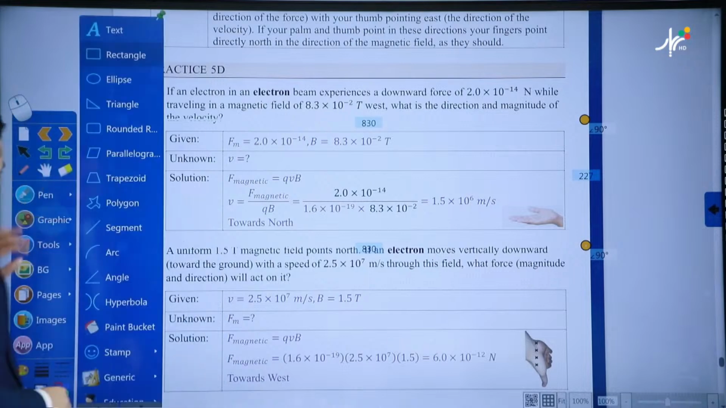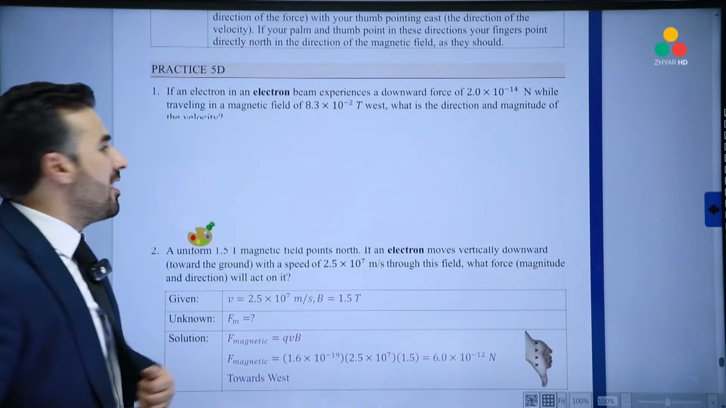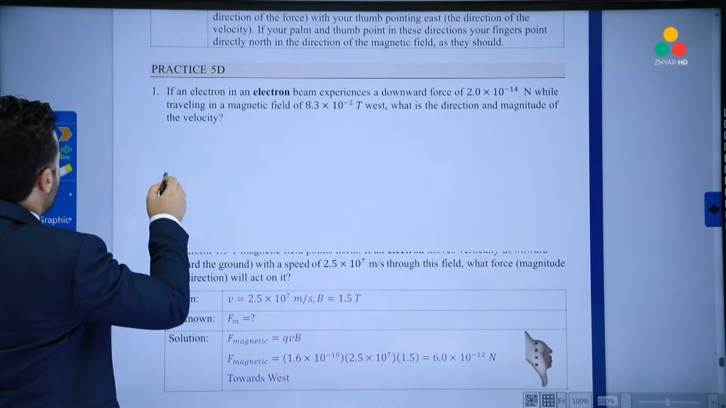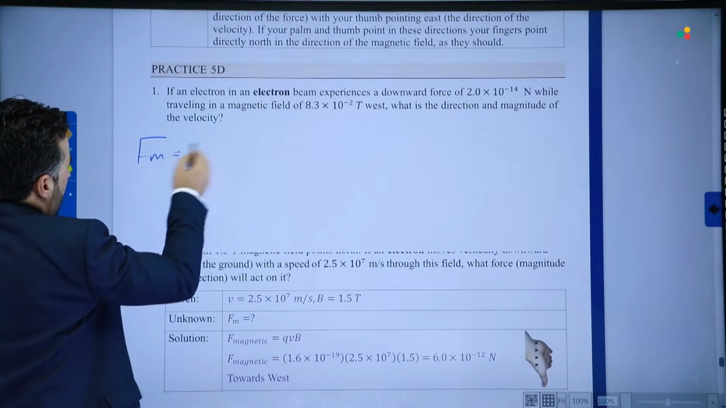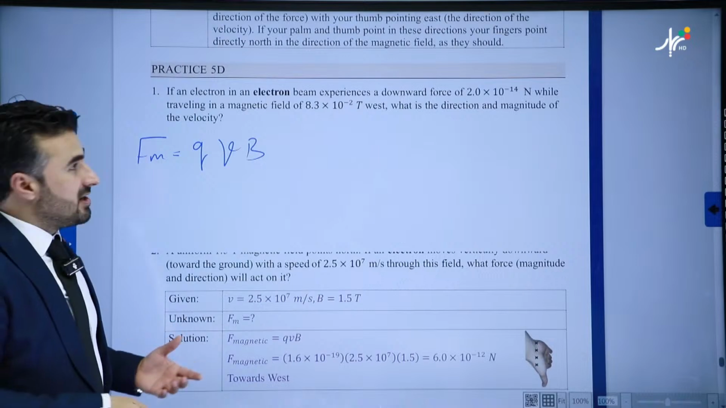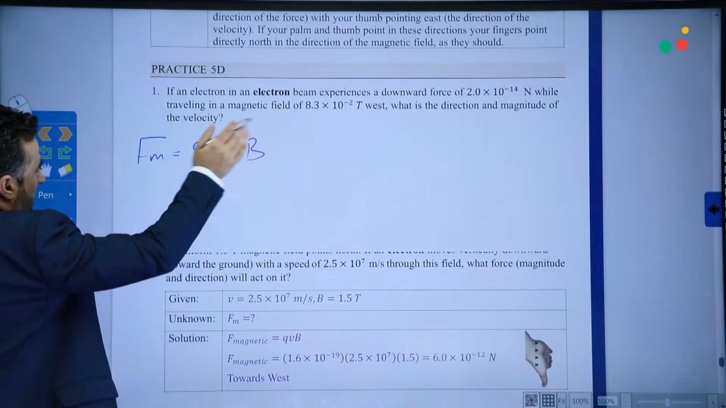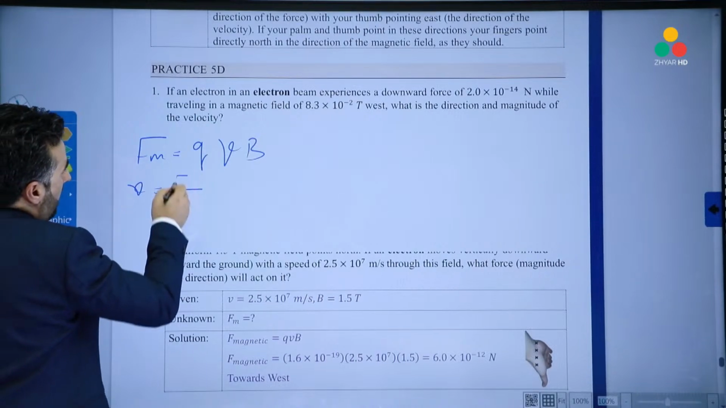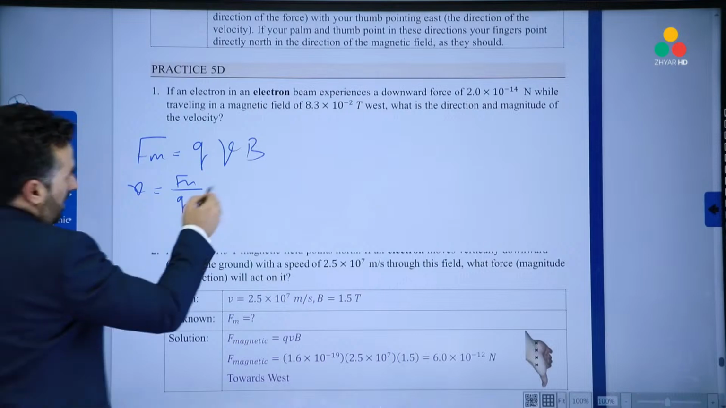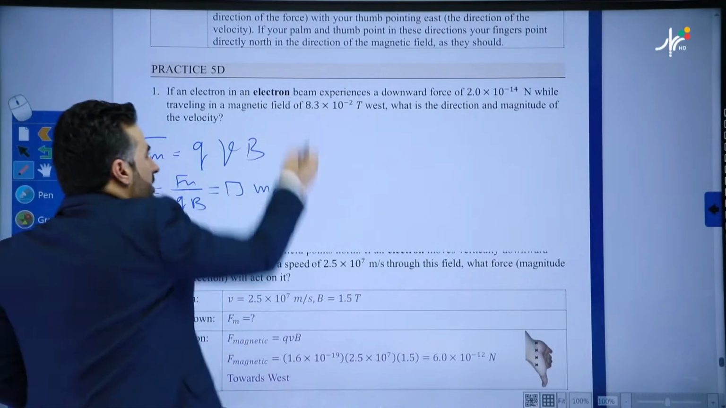So I'm not going to repeat the math for the first part. I'll just write the equation, you do the math, and I'll tell you how you can find the direction. So once again, the magnetic force equals QVB, yes? You can see that you don't need sine theta because the velocity and field are perpendicular to one another, so it's the maximum. So V equals F magnetic over Q times B, where B is the magnetic field strength. Then plug in the numbers and you'll find the answer in meters per second. That is for the magnitude.